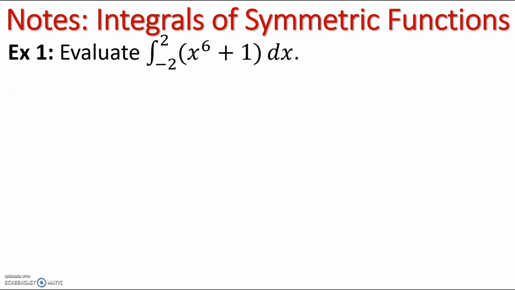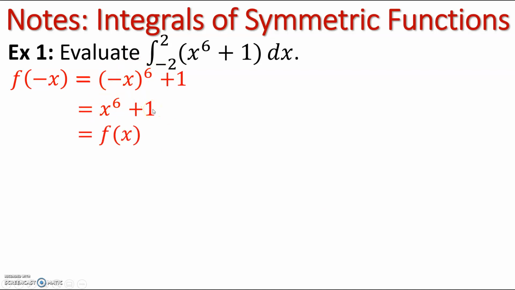So the first thing we want to check is the function even or odd. We do so by plugging in negative x. So we plug in negative x to the x to the 6th plus 1, and we get negative x to the 6th power plus 1. But as we know, any negative base to an even power gives us positive x to the 6th plus 1. Therefore, our function is really just f of x. Therefore, f of x is even.